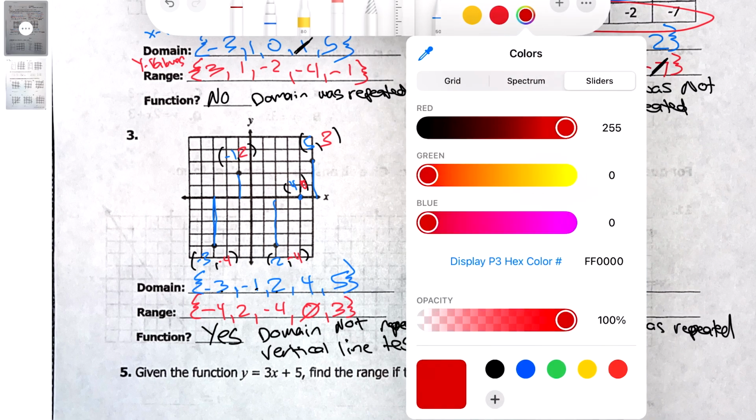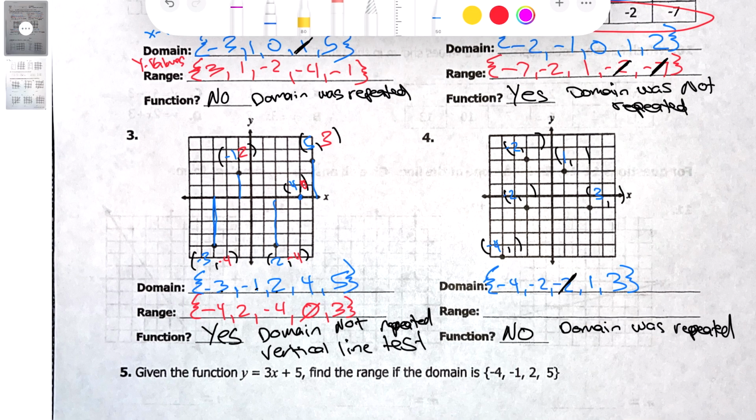Or, and I can use pink here really quick. Let's see if I can get some pink. Ooh, that's a nice pink. I can see that it's breaking the vertical line test rules. So there's my vertical line. And so vertical line test fail. So this one was a pass. I just didn't write it on there.